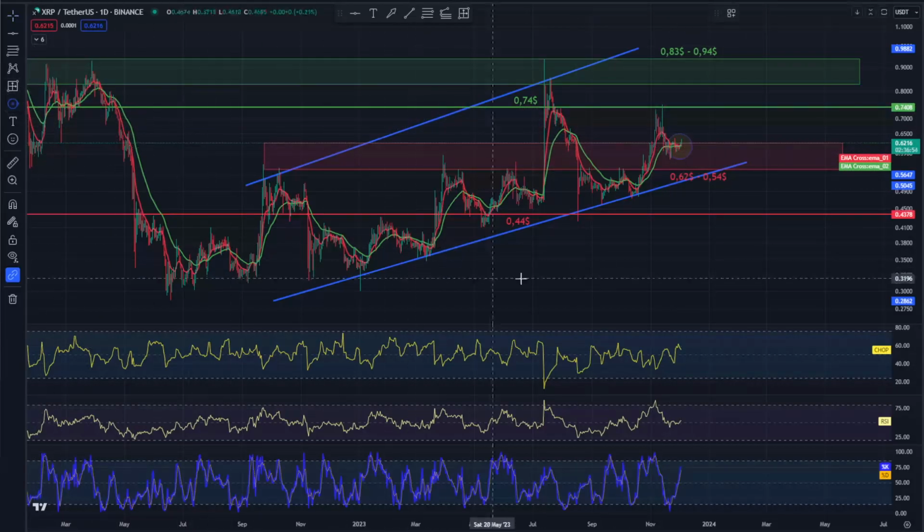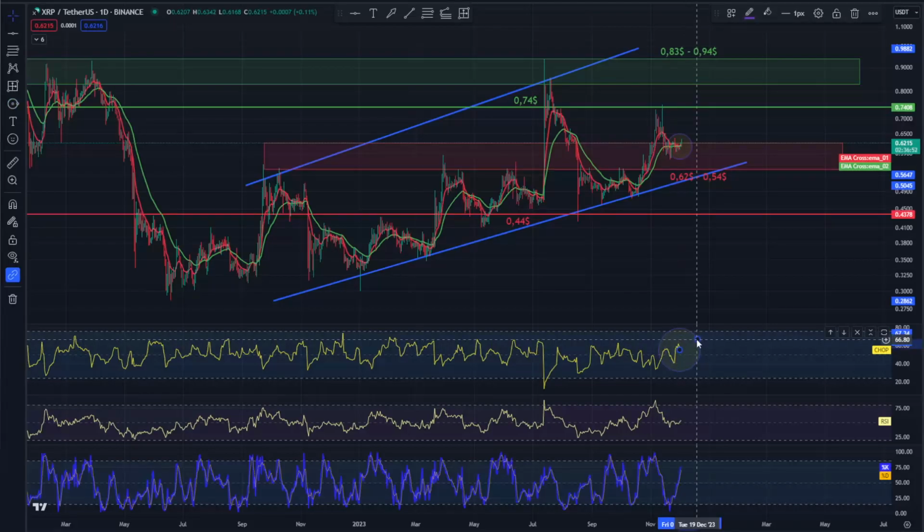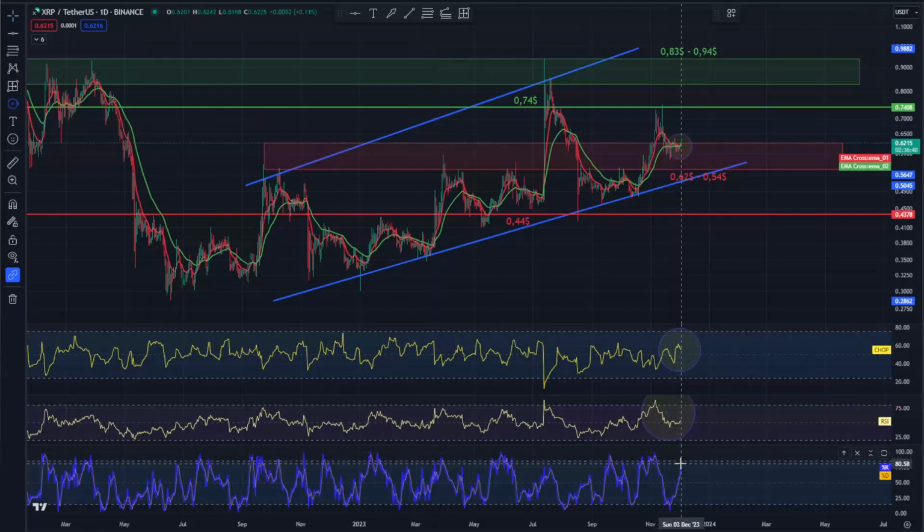The CHOP index indicates that there is energy for the upcoming move. The RSI indicator shows a recovery in which there is still room for a larger correction. Also, when we look at the stock indicator, we will see that the strong increase resulted in a very small price movement, which may translate into a correction in the coming days.